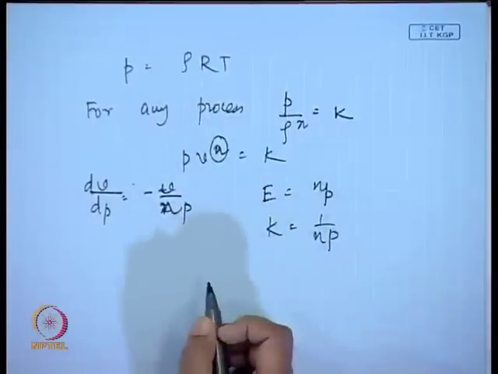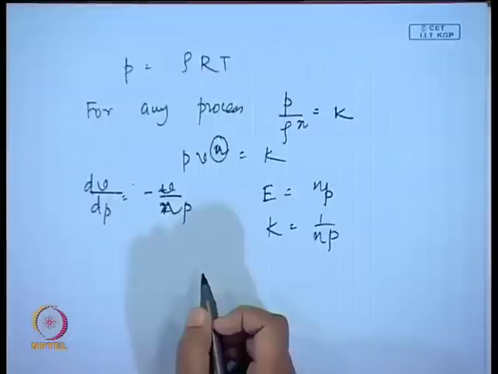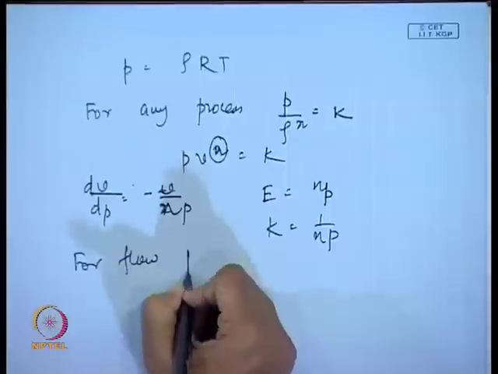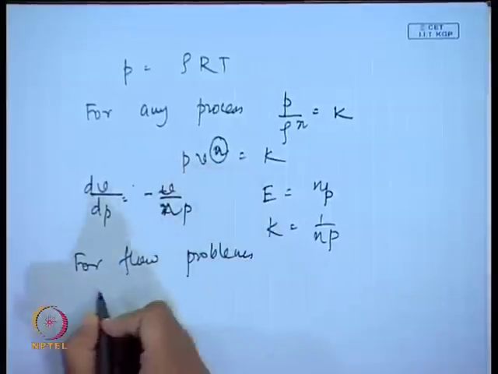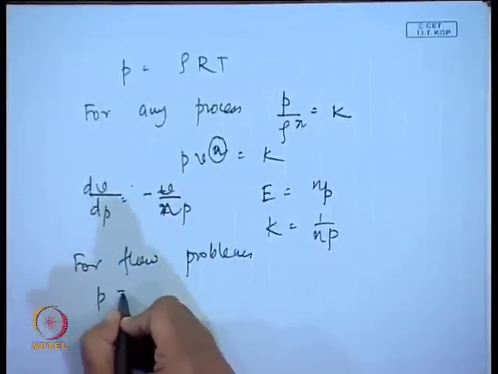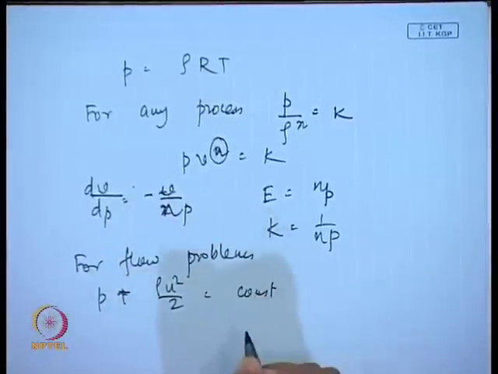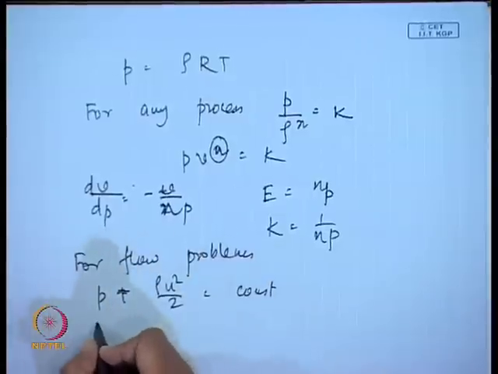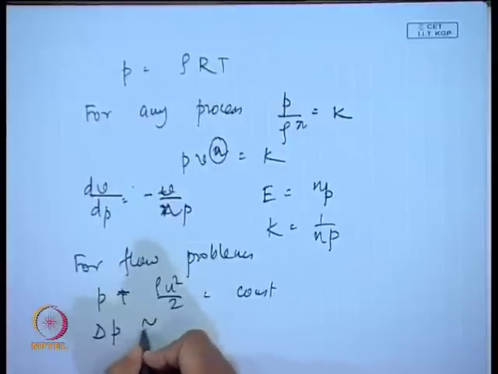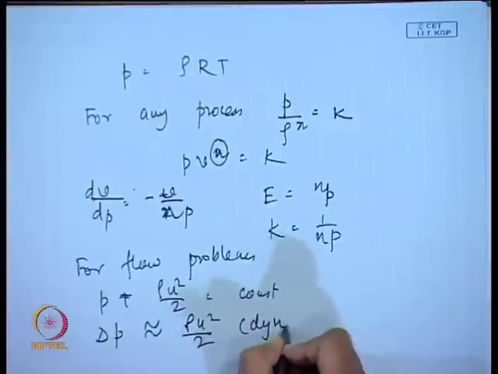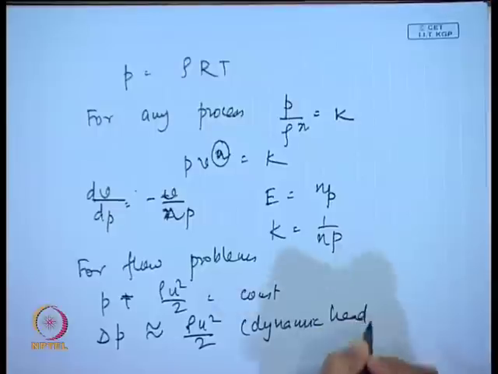Now, whenever a fluid is moving, under that circumstance, what happens? We know very well from Bernoulli's equation, a very well known fact, that the pressure head and the velocity head have to be conserved. For flow problems, we know that P plus rho u square by 2 is equal to constant. Or we can write that delta P in any particular flow field is more or less equal to rho u square by 2, which is nothing but the dynamic head.